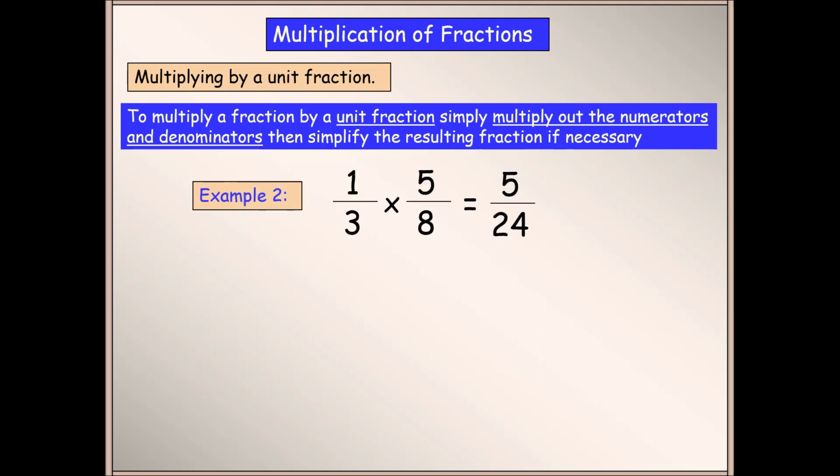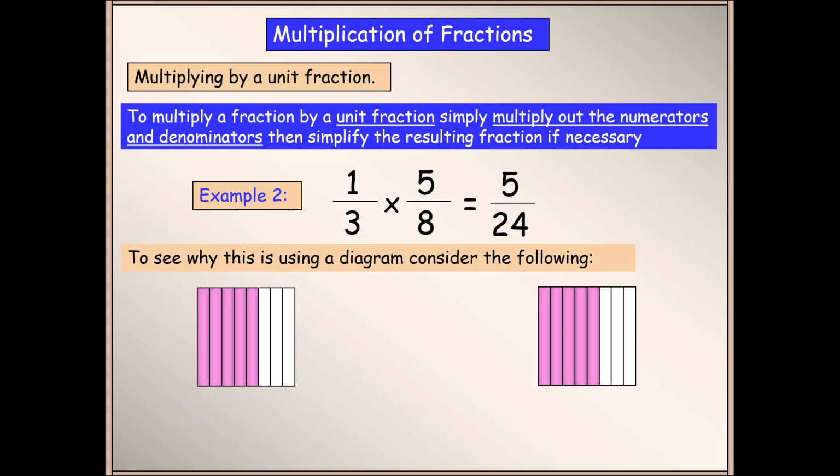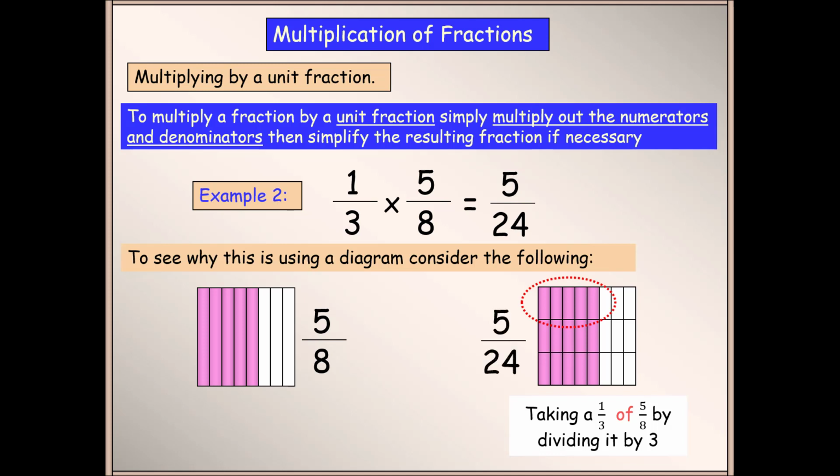Let's look at another example. 1/3 times 5/8. So we want 1/3 of 5/8. Let's first find 5/8. So there are my 5/8. Then I have to divide that into 3 equal parts. And then I want 1/3 of the 5/8. And what is 1/3 of 5/8? You are absolutely correct, 5/24.